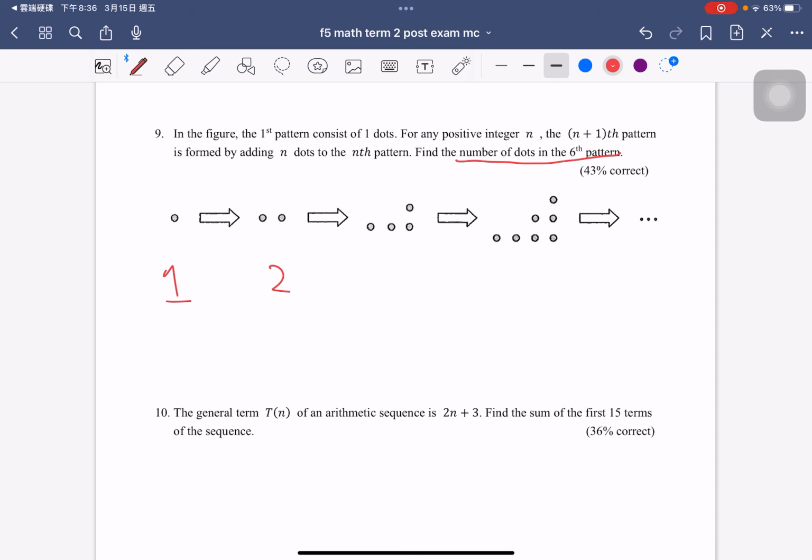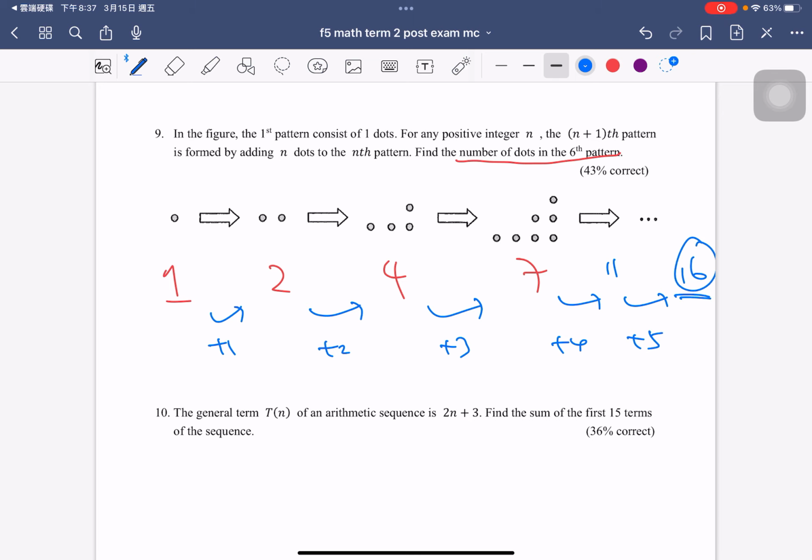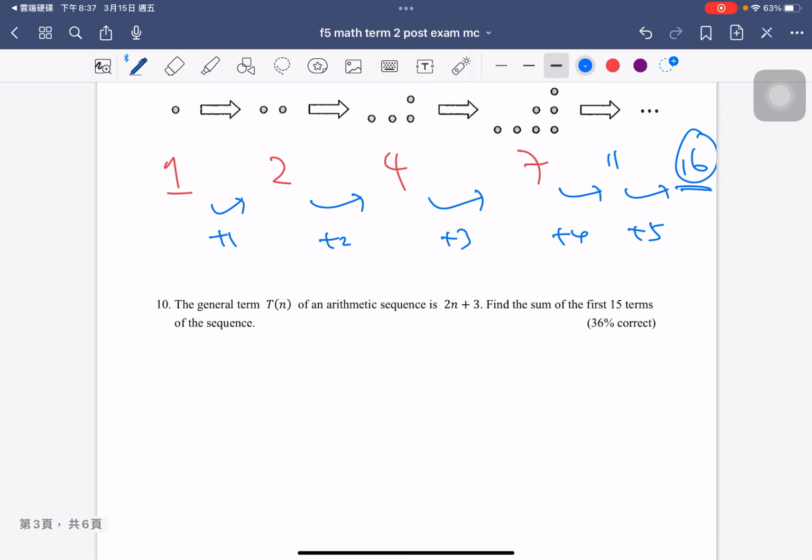There's 1, 2, 4. For the next one it's plus 3, so it's going to be 7. So you can discover that this part is plus 1, this part is plus 2, the next one is plus 3. So now we have the 4th number. The 5th number is plus 4, which is 11, and then plus another 5, giving you 16. And the final answer is going to be 16.